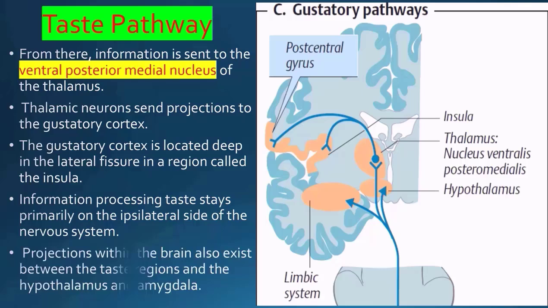They are located ipsilaterally. But projections within the brain also exist between the taste region and the hypothalamus and amygdala. Here the projections from the ascending tract of the taste projection are also sent to the hypothalamus and amygdala, which are part of the limbic system.